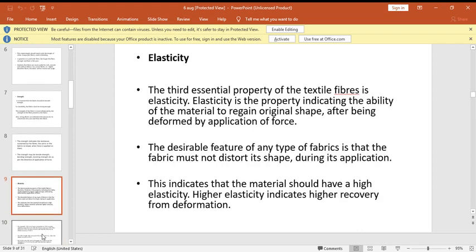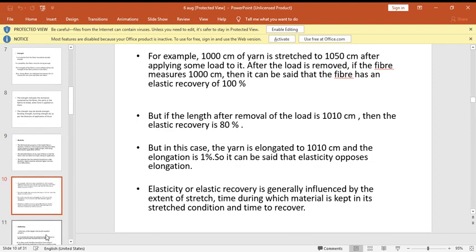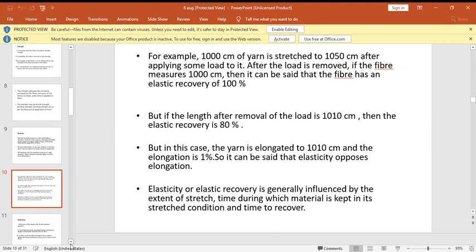Then about elasticity, this third essential property. Elasticity is the property indicating the ability of the material to regain the original shape after being deformed by the application of the force. Then the fourth one, I think it is uniformity.